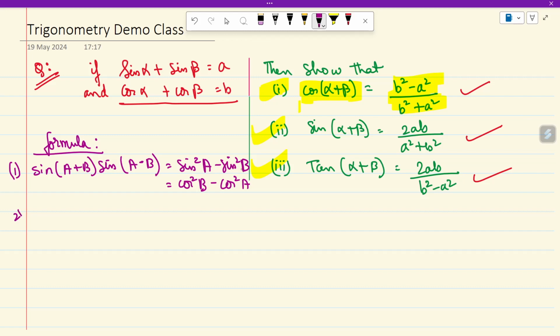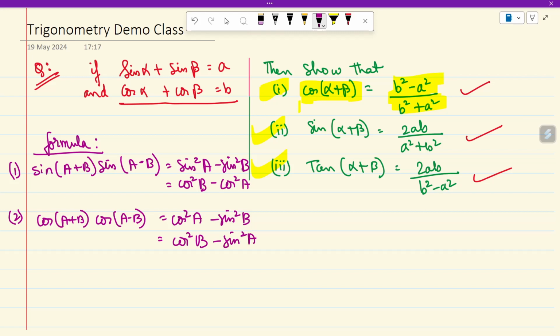The second formula that is going to be used in this question is cos(alpha plus beta), or cos(A plus B), and cos(A minus B), is equal to cos square A minus sin square B, or this can also be written in terms of cos square B minus sin square A. Both the formulas are correct. It depends upon the question which formula we are going to use.